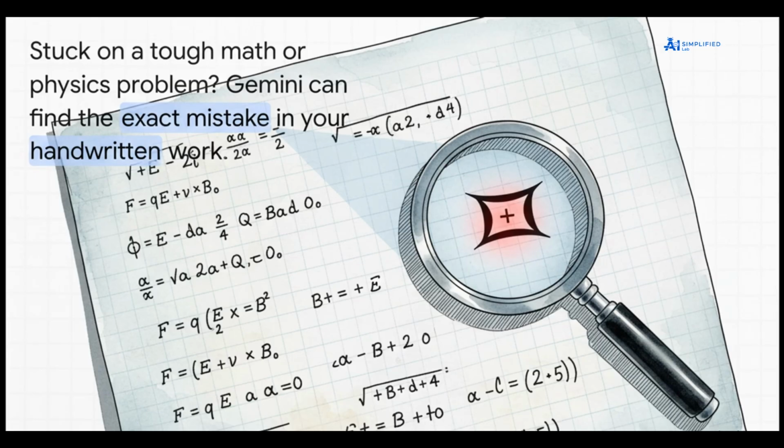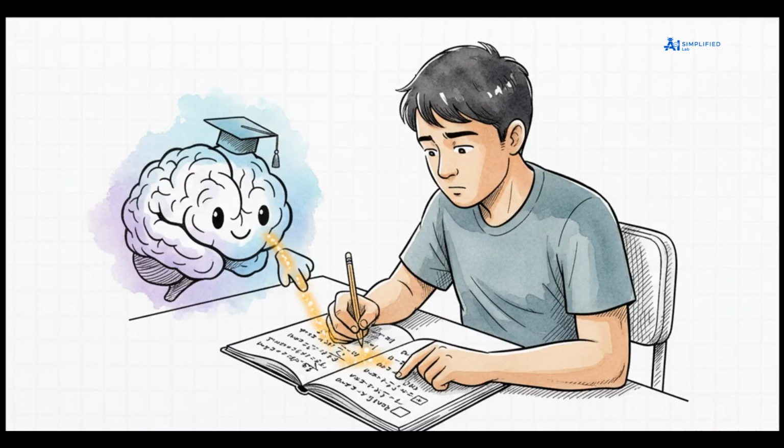So think of Gemini as your personal AI tutor. It can solve tough problems, sure. But the really amazing thing is that it can analyze your handwritten work, find that one little error that's tripping you up, and then actually guide you through the right way to do it. It's not just an answer machine, it's a teacher. And again, it's super simple to do.